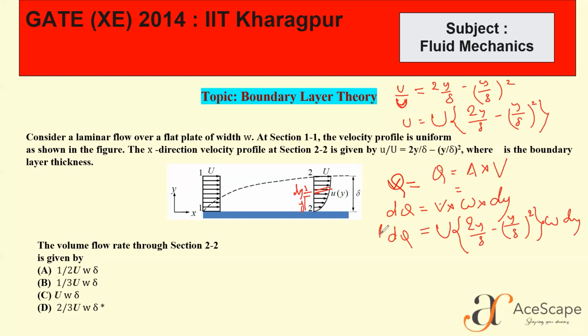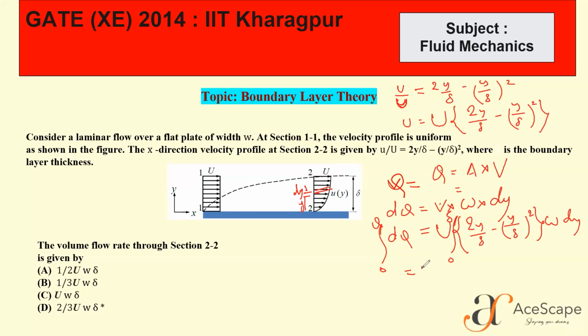So if we integrate this value from 0 to Q, and the value of y varies from 0 to del, we will get the value of our volume flow rate. This is a basic expression: from the velocity profile you take out the velocity at a particular y distance, and when we multiply that with the area, we get the volume flow rate. Now if we integrate this, we get the total volume flow rate passing through section 2 by 2. It is just a basic integration part only.